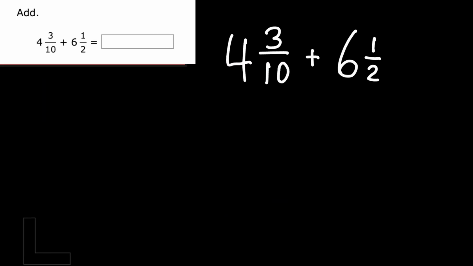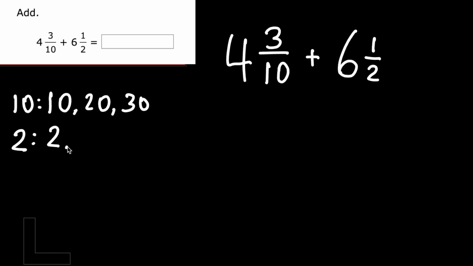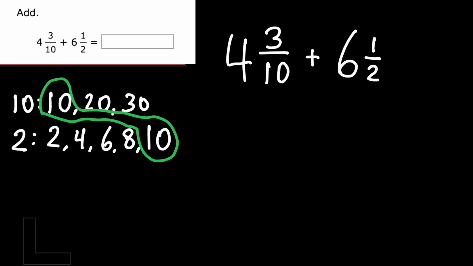In this next question, we have two mixed numbers. With these types of questions, I like to ignore the whole numbers until the end and use the same methods that we were just using. So first, we list our multiples of our denominators 10 and 2, and we find that our least common multiple is 10. Since our first fraction already has a 10 in the denominator, it will stay as 3/10.